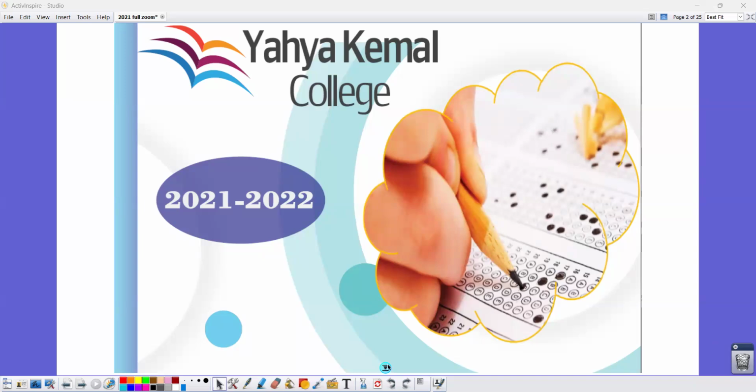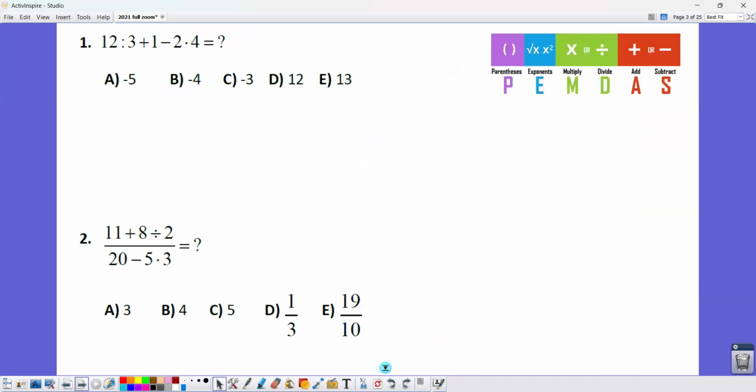So today we will solve again questions from 2021. First question is, as always, PEMDAS.